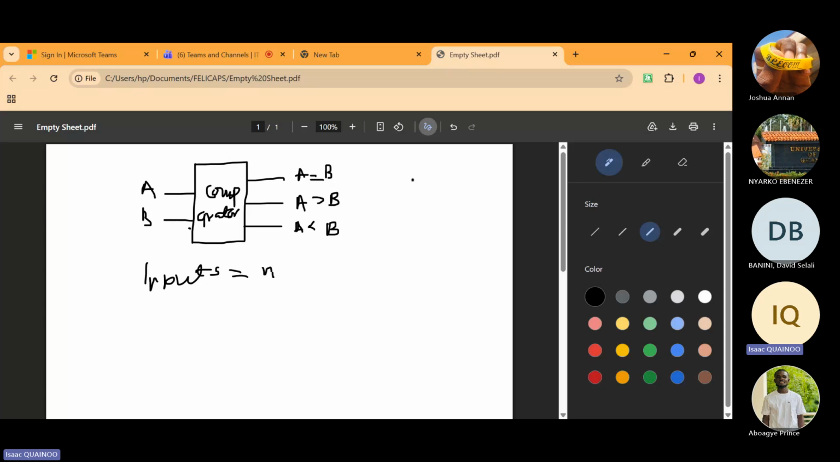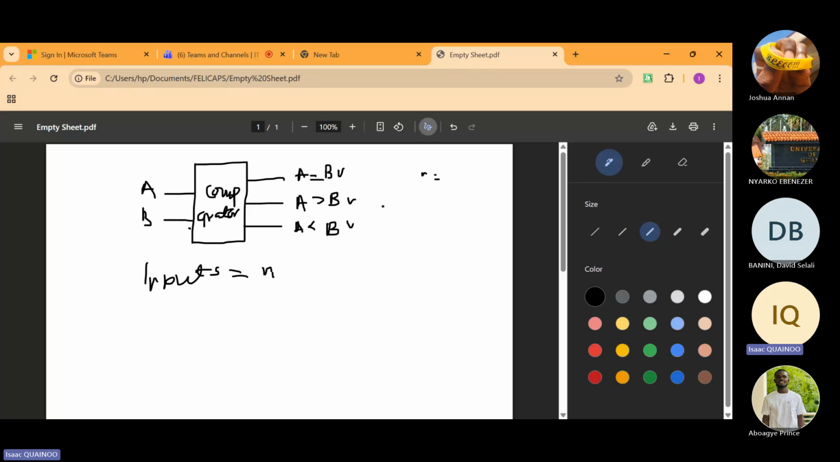So if you are asked how many outputs a comparator with n inputs has, the correct answer would always be 3, because we said that the basic function of a comparator is to compare its inputs and return a comparison output in the form A equals B, A is greater than B, and A is less than B. Aside from these 3, there is no other output combination for a magnitude comparator.